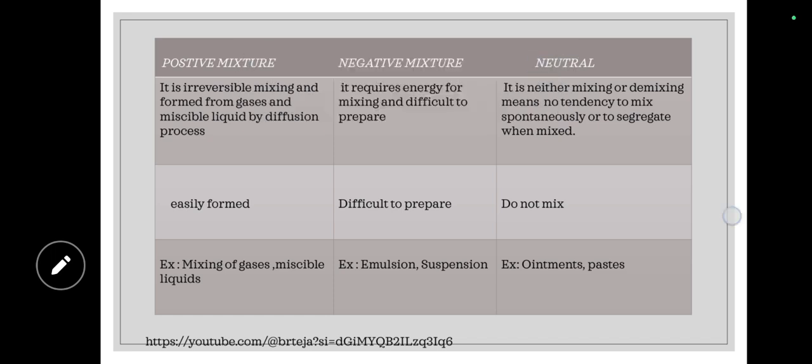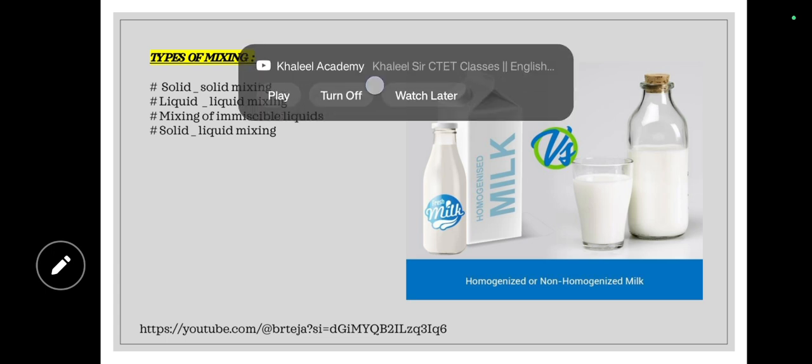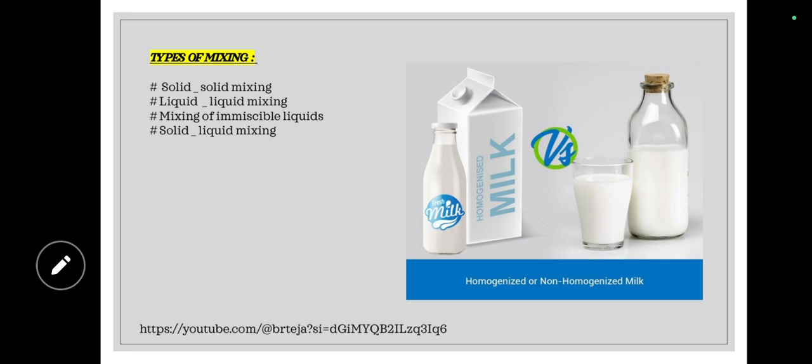Next one, types of mixing. Types of mixing: solid to solid mixing and liquid to liquid mixing. Next, mixing of immiscible liquids, and solid and liquid mixing.